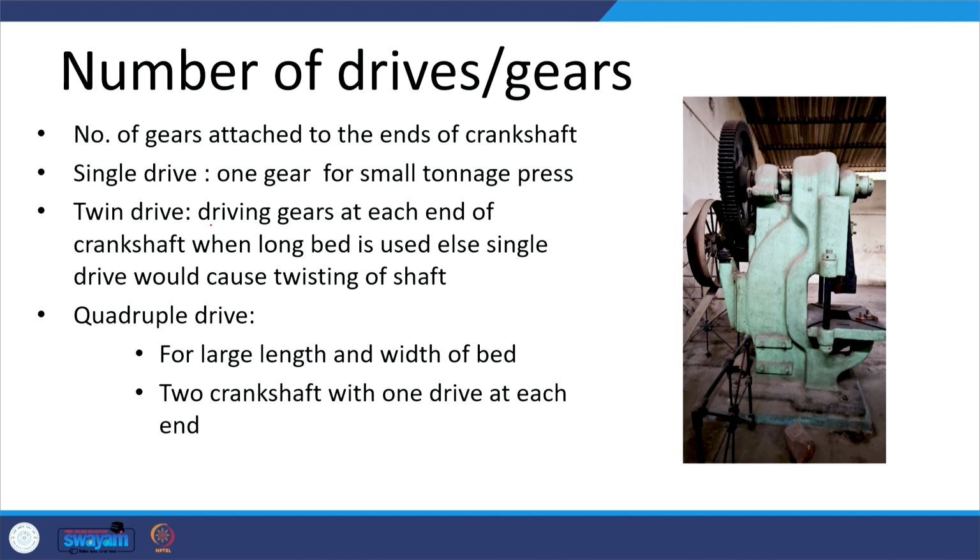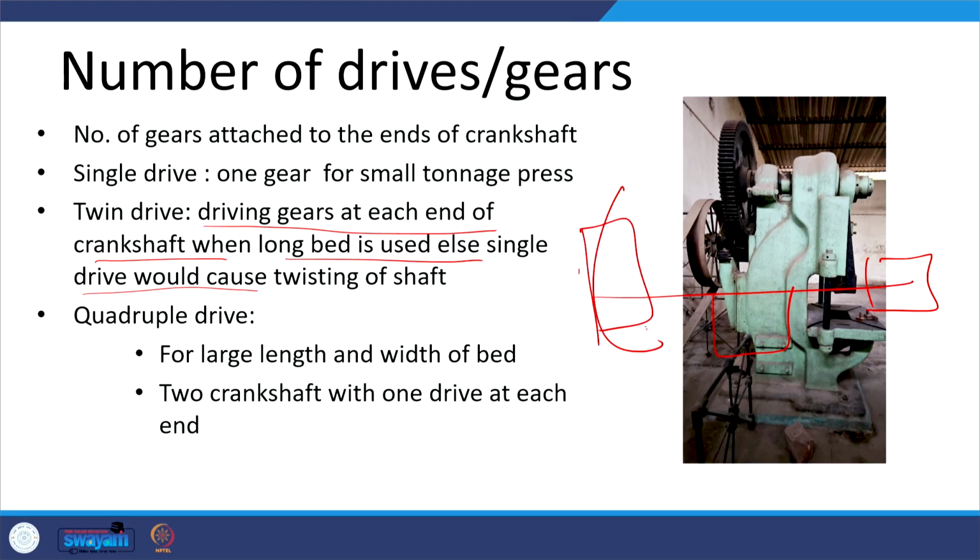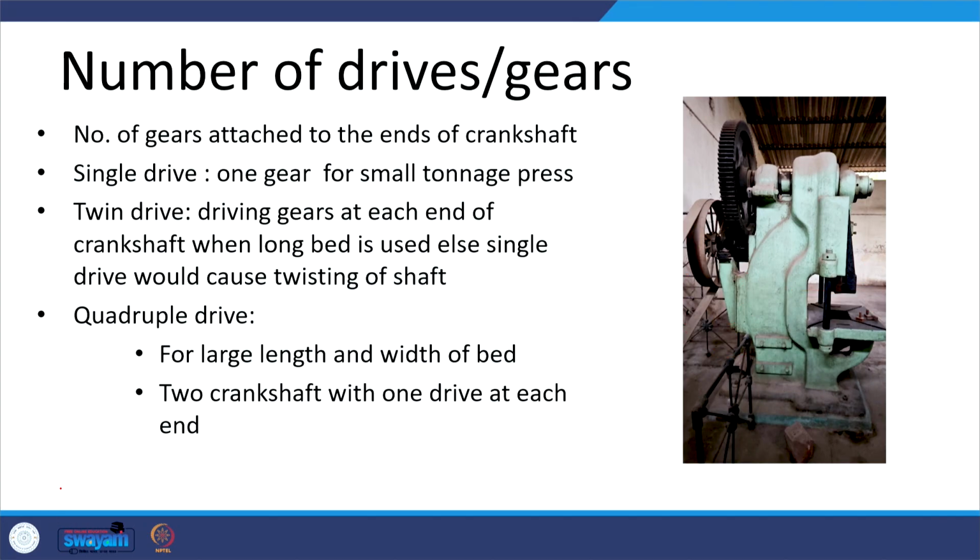So, the twin drive has driving gears at each end of the crankshaft when a long bed is used, else the single drive will experience twisting. Say if the length is too much like this, and this is the crank, and here is the bearing support and the gear is here. If the torque is delivered just from one side, and if the length is too much, then twisting will be experienced by the shaft, and that may adversely affect the functioning of the press.